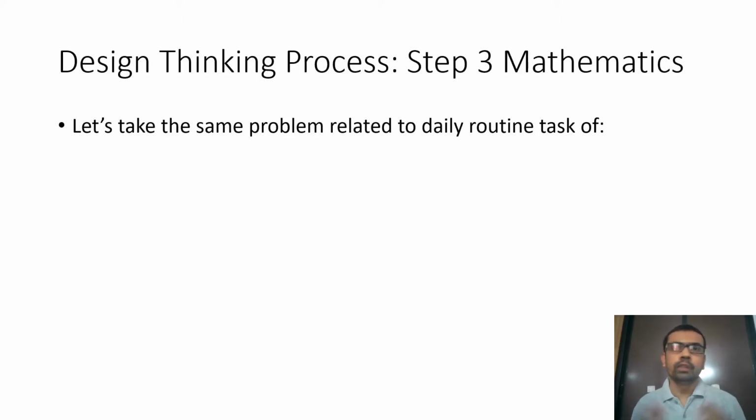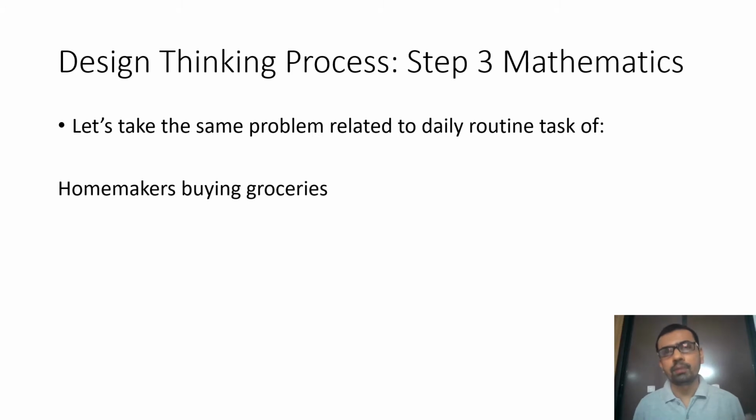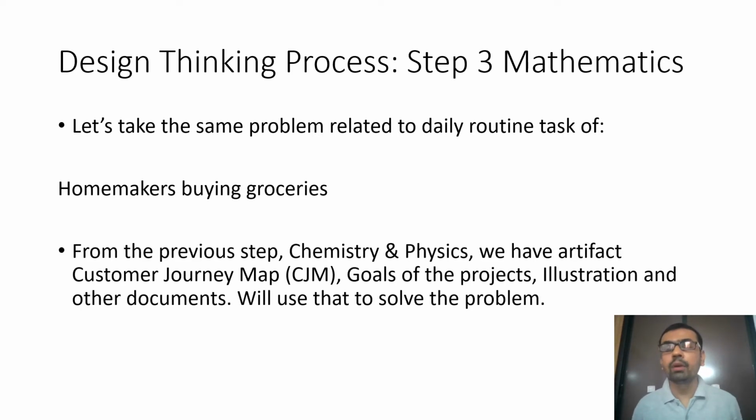Let's take the same example, our favorite one, homemakers buying groceries. What we have right now is the customer journey maps from step one. We have the analysis doc, meaning the goal of the project, and the assumptions and constraints, if we have any, or conflicts of interest. We already have those documents. Now we need to start solving those.